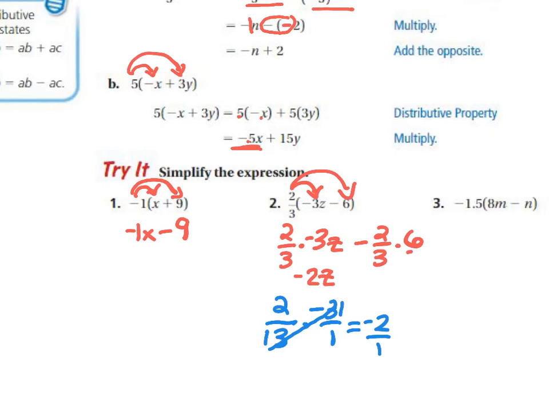And now, let's put our over 1. 3 goes into 3 once. 3 goes into 6 twice. Now you multiply across, -2 times 2 would give you -4/1 or -4. Okay, I'm gonna stop with that and not grab the calculator for the next one.